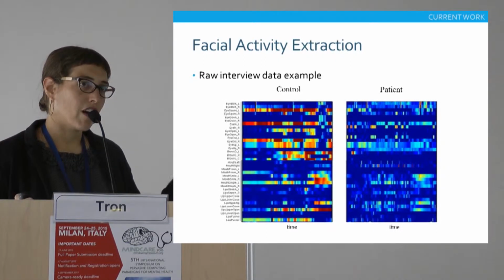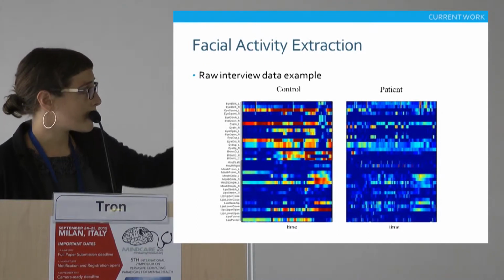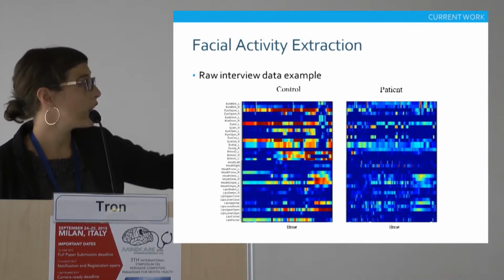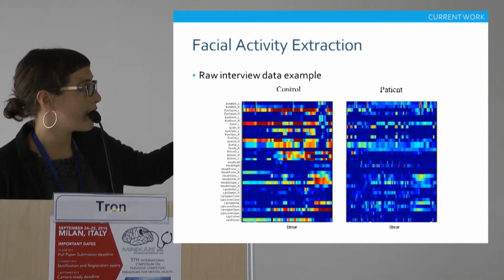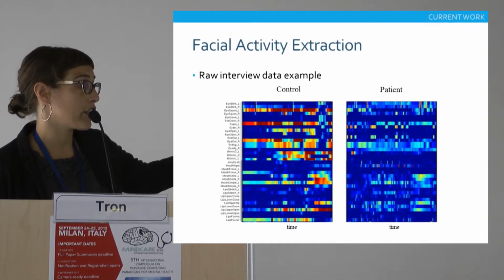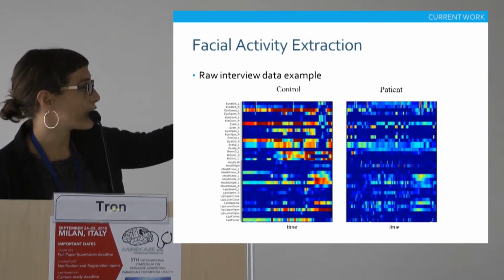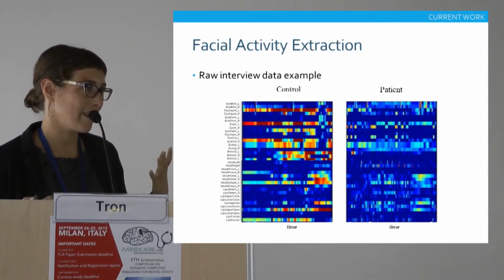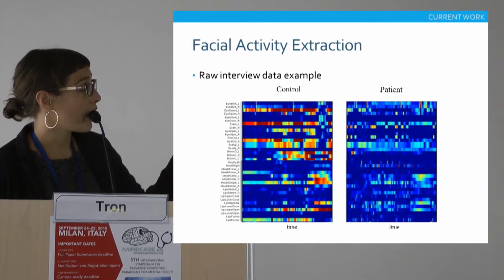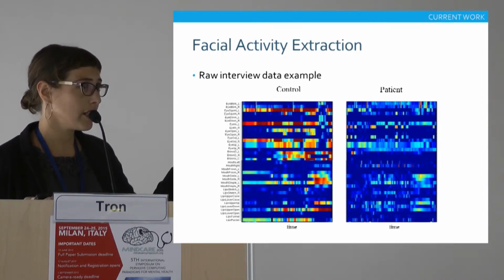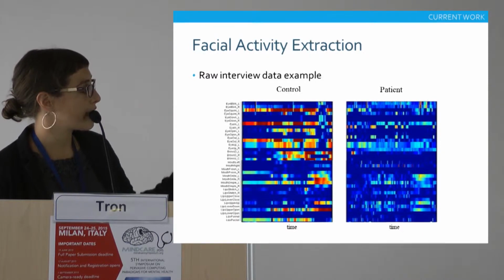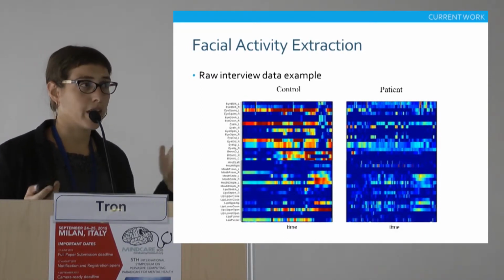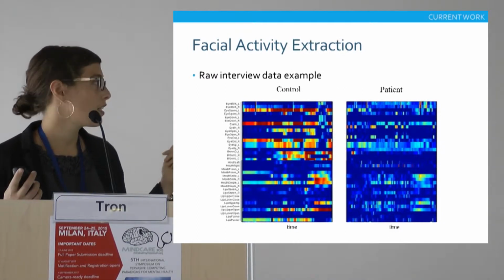And this is the way raw data looked like. We see here one control, one patient, over the entire interview time. Each line represents one facial action unit, for example, brows up, smile to the left, smile to the right, dimple, and so on. Blue color here is just zero activity, and warmer color represents a higher level of activity. So just by looking at this control and this subject, we can clearly see some differences.